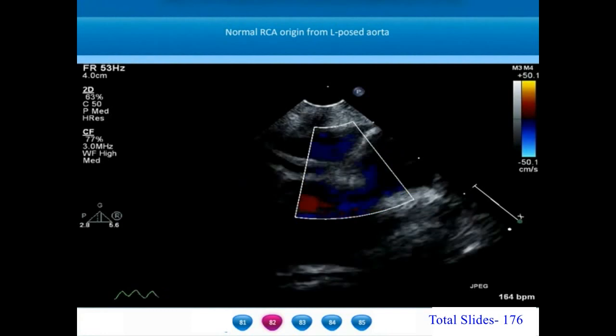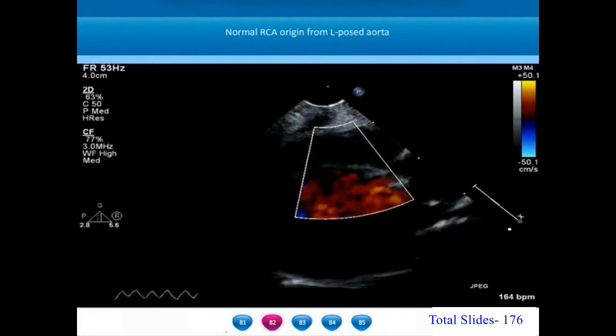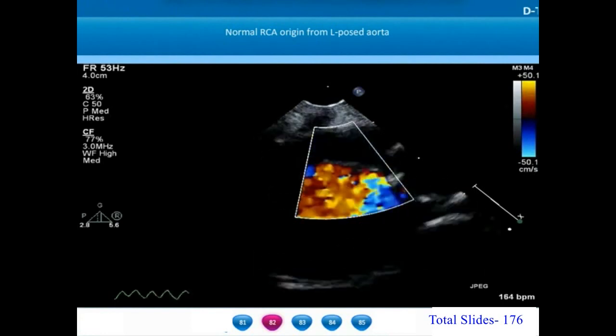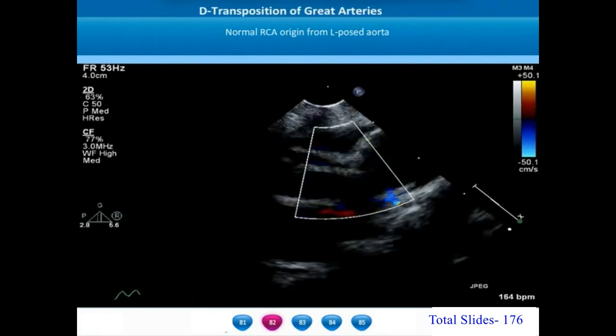In the same example, we can see the left and anterior aorta. The right facing sinus gives off the right coronary artery. So this is again a normal coronary pattern in a patient with transposition of great arteries.